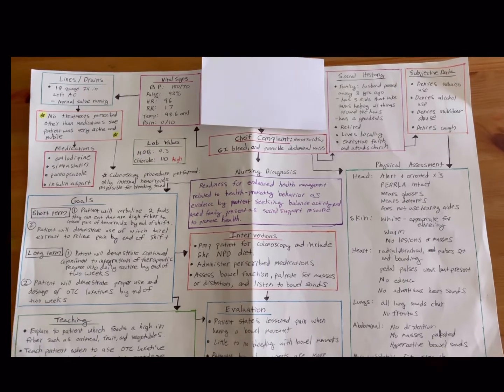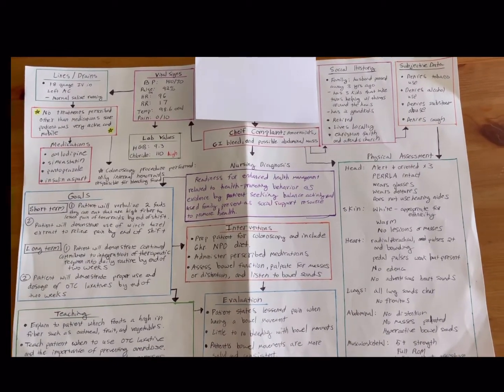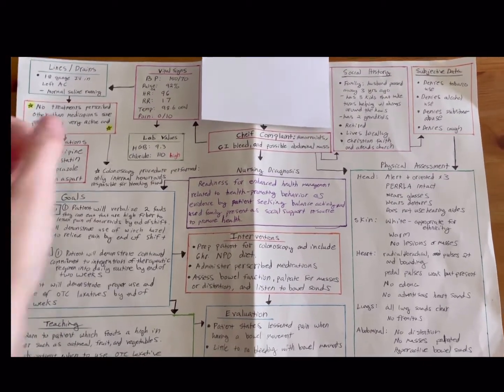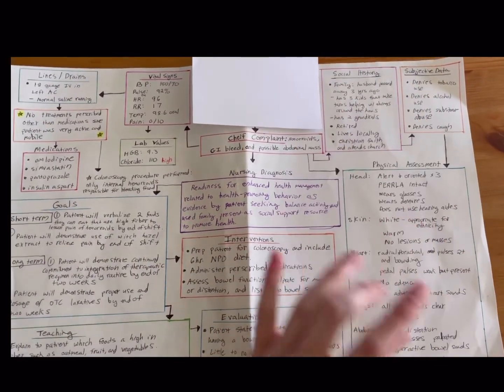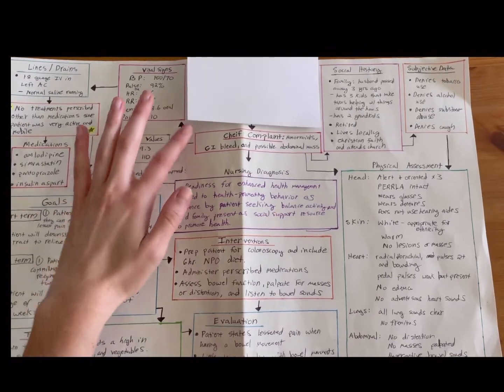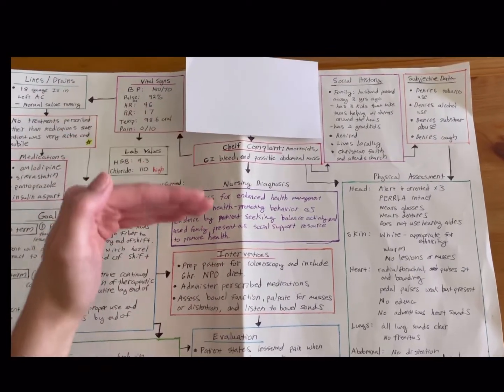So here's my concept map, you guys, and as you can see, everything's kind of in its own box and category. And I tried my best to keep a lot of just basic information at the top and on the sides, and then in the middle you can see how I went from their admitting diagnosis to the nursing diagnosis and then interventions. That's how I always organized it.